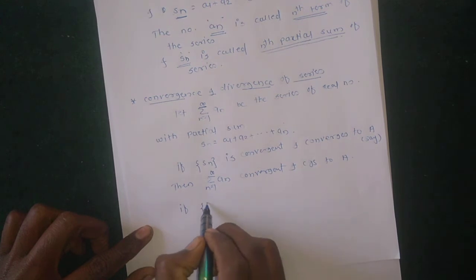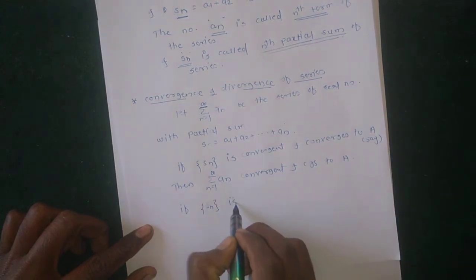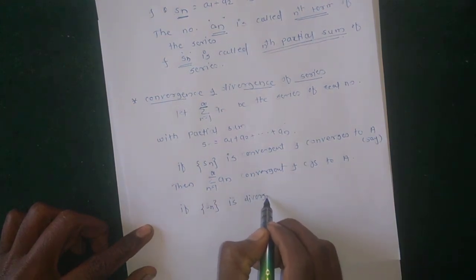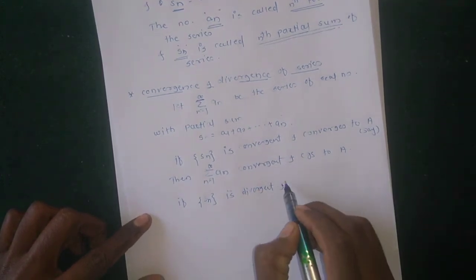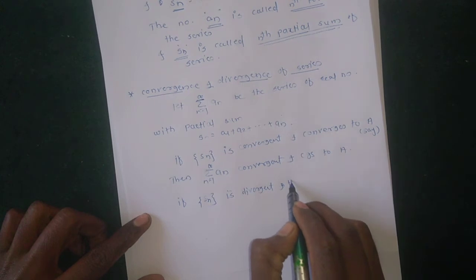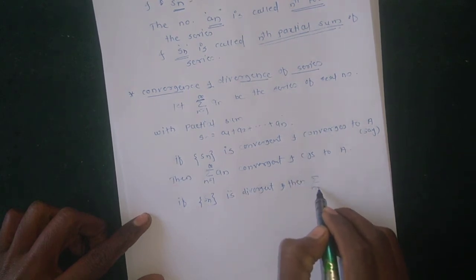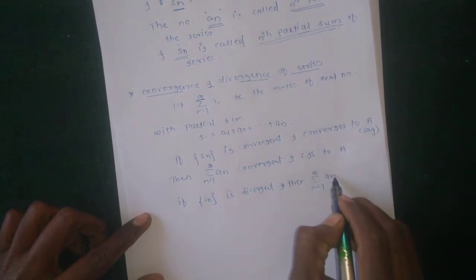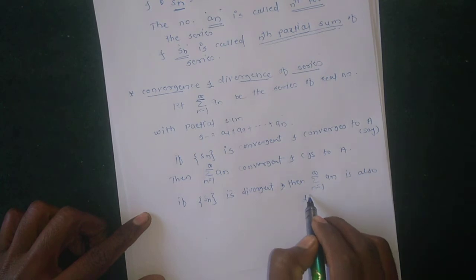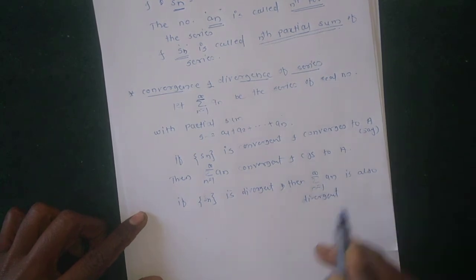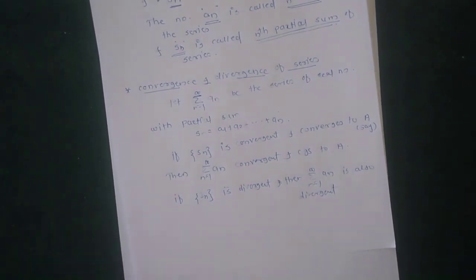And if this sequence Sn is divergent, that is, there is no limit that exists, then we say that the series An is also divergent. In this way we have convergent and divergent series.